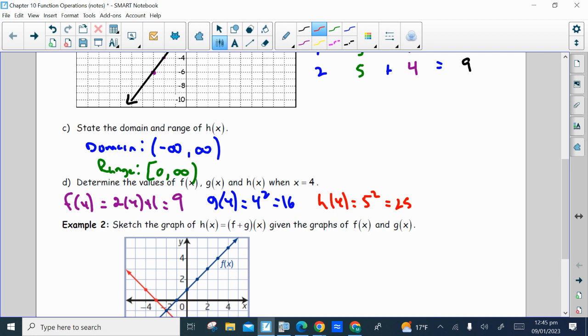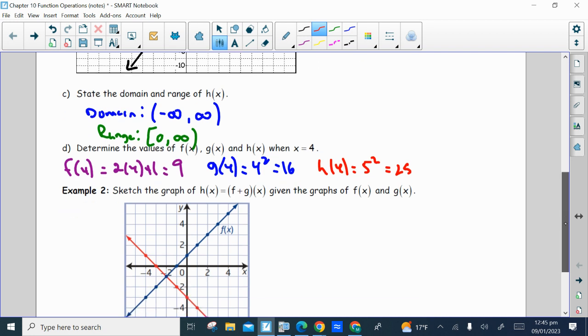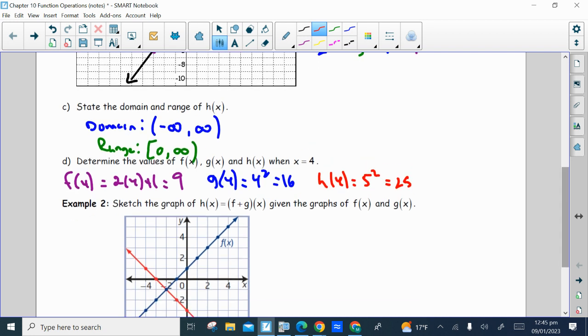So that always works. So how would you know what to do? Well, it depends on what you're given, right? If you're given the equations and you're asked to find an expression for f plus g at x, well, you just add the equations together.